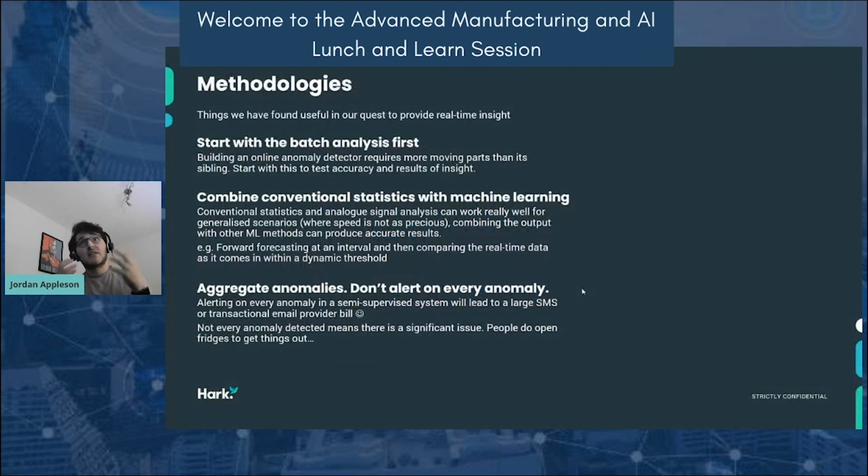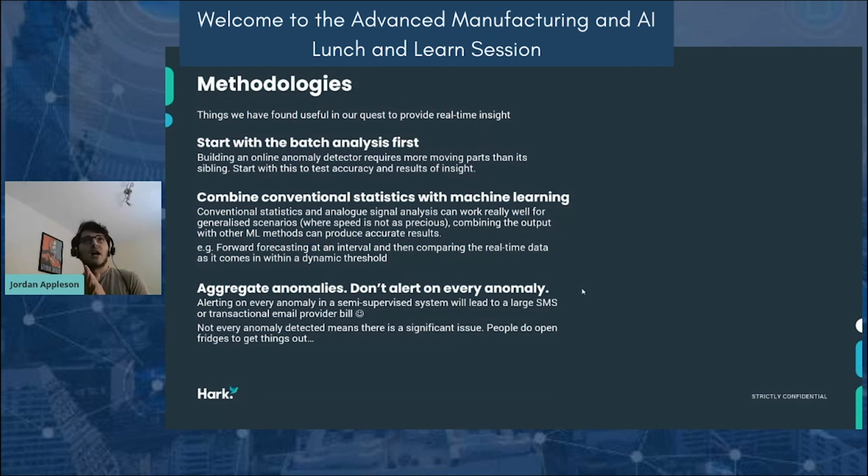So last but not least, a couple of methodologies, some things that we've been looking at in our quest for real-time insight. Start with batch analysis first. Batch analysis for forecasting, take that data, use it in online systems if you can. It gives you the ability to look at accuracy and run different experiments in isolation of your production environment. Combining conventional statistics with machine learning: you don't have to train neural networks to make forecasts like we were doing.